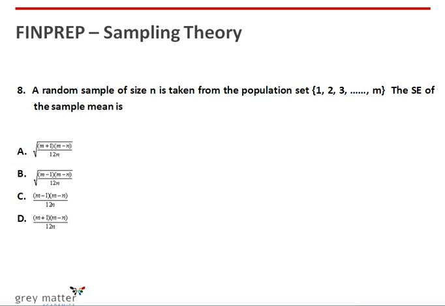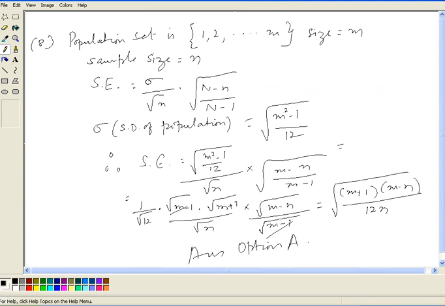Eighth question: a random sample of size n is taken from the population set 1, 2, 3, 4, etc. up to m items, m consecutive numbers from 1. Then the standard error of the sample mean has to be worked out. Going to our work area, the population set is 1, 2, 3, that is m consecutive positive integers from 1. So the population size is m, the sample size is n, and the standard error is given by sigma, that is the standard deviation of the population, divided by root n into root of capital N minus small n divided by capital N minus 1.